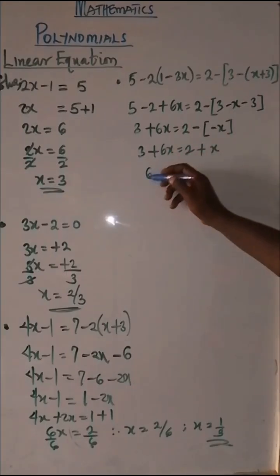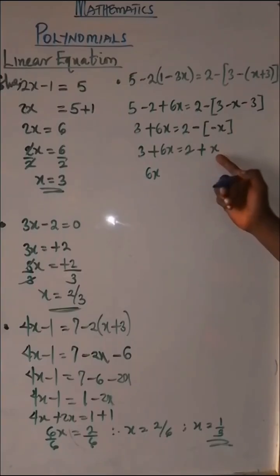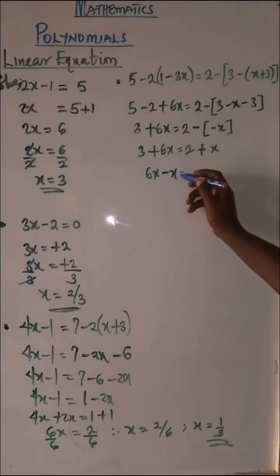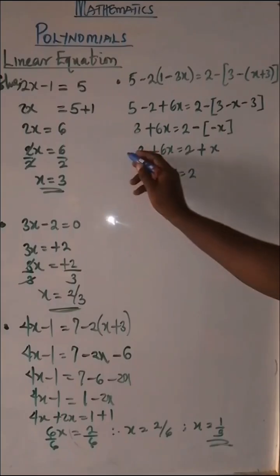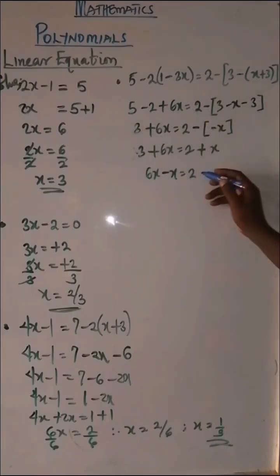So this 6x remains here, not moving. Note, the sign before a number is owned by that number. So this x owns this plus. So when this x crosses, it becomes minus x. This 2 remains here. This 3 has a plus here, although not written. So when this plus 3 crosses, it becomes minus 3.